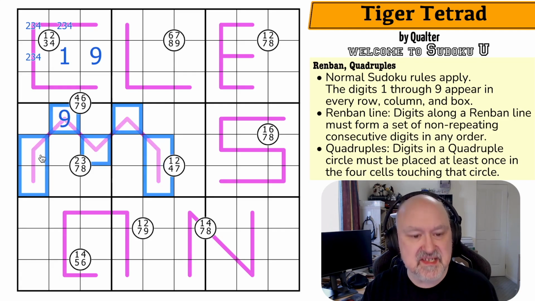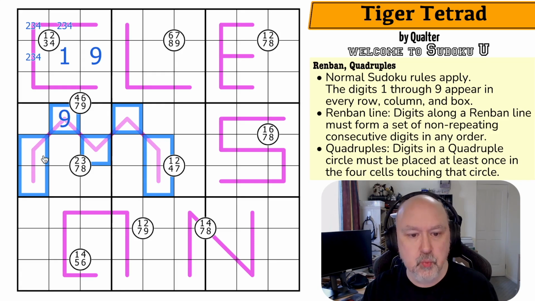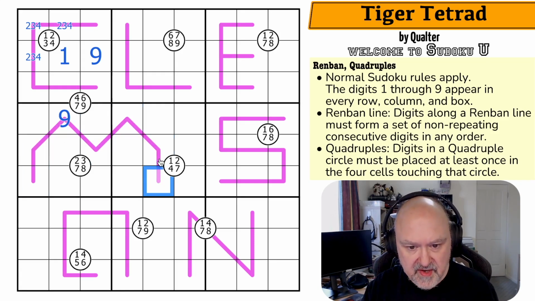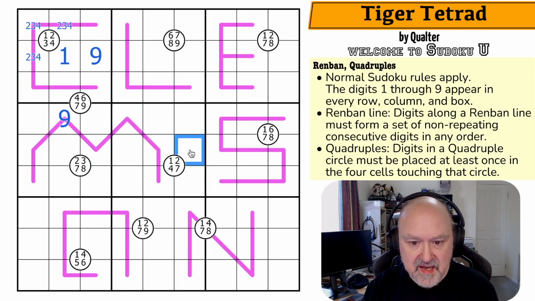This is a 7-cell long line. So it's 3, 4, 5, 6, 7, 8, 9. They're the digits on the line. So there's no 1 or 2 on this line, 3, 4, 5, 6, 7, 8. Yeah, there's no 1 or 2 on this line, which means here we can't put the 1 or the 2 here, or it would break this quadruple.